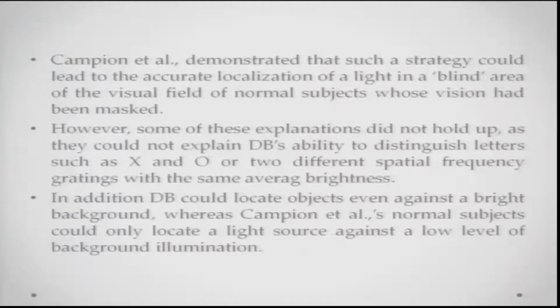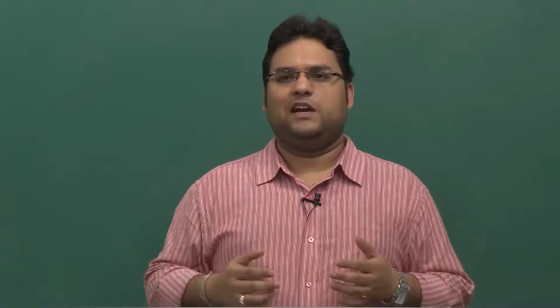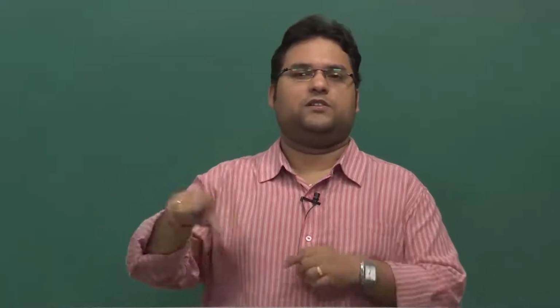However, some of the explanations given by the stray light theorists did not really hold up, as they could not explain DB's ability to distinguish between letters such as X and O, or two different spatial frequency gratings with the same average brightness. In addition, DB could also locate objects even against a rather bright background, wherein you will not really be able to use this stray light explanation very favorably. Campion's normal subjects could only locate this light source against a low level background illumination. So, if there is a flash of light and you can locate it even against a bright background, it tells you that you are probably not using the reflection of the light.